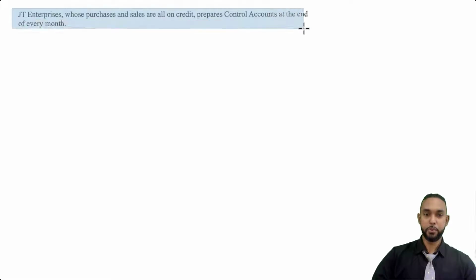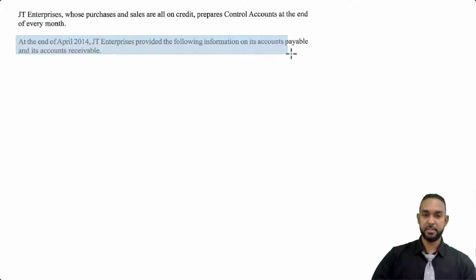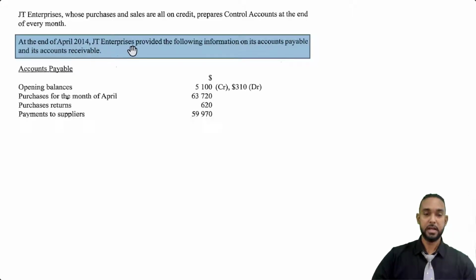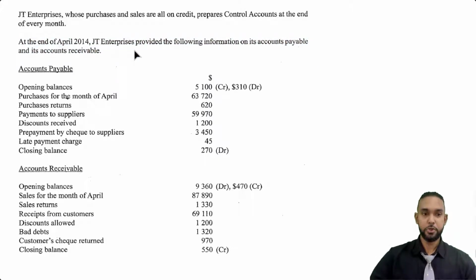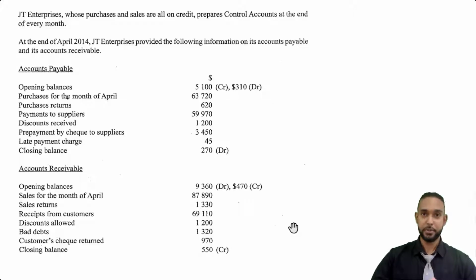Okay, so as per usual, we'll take a read of the information. JT Enterprises, whose purchases and sales are all on credit, prepares control accounts at the end of every month. Okay, so what else does it tell us here? At the end of April 2014, JT Enterprises provided the following information on its accounts payable and its accounts receivable. Okay, so long story short, we have two control accounts to do, an accounts payable control account and an accounts receivable control account. So instead of going through all of this information and explaining what goes where and then going back to the control accounts, I'm going to do the accounts payable control account first and then the accounts receivable control account.